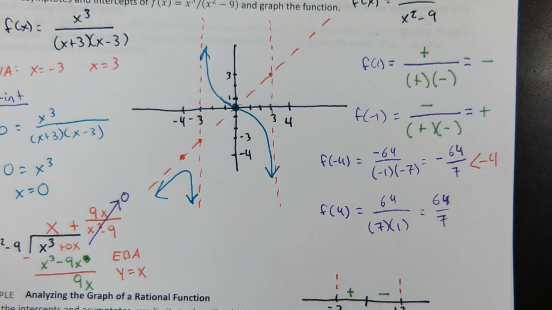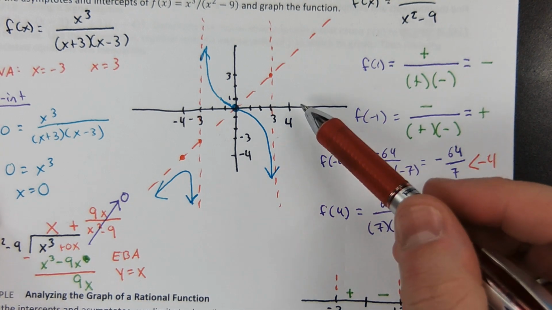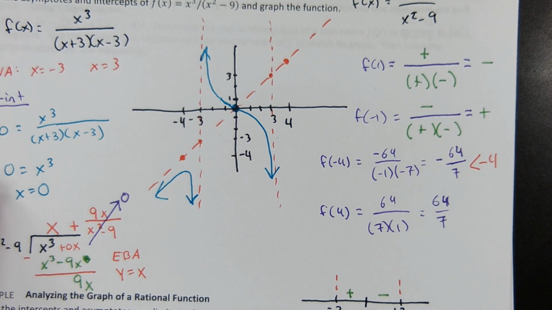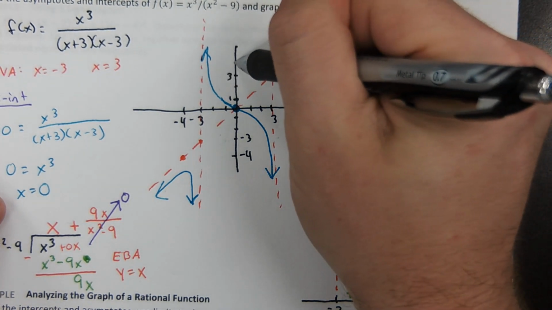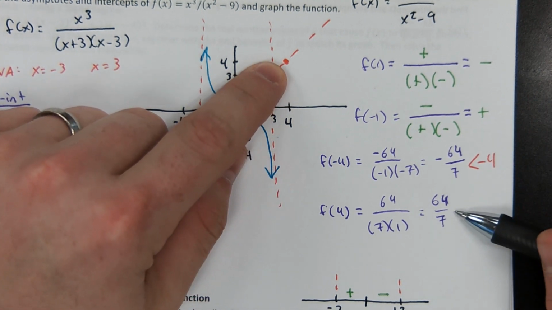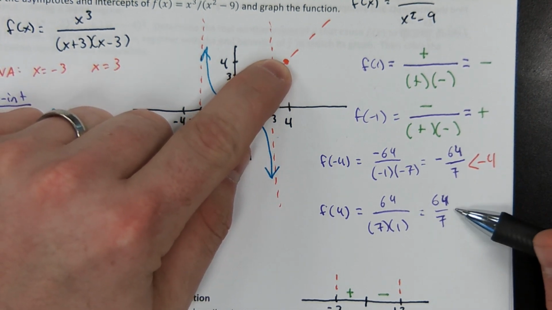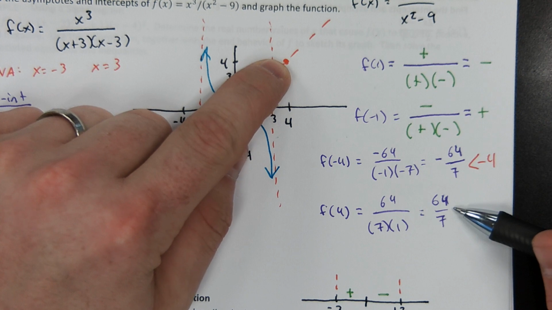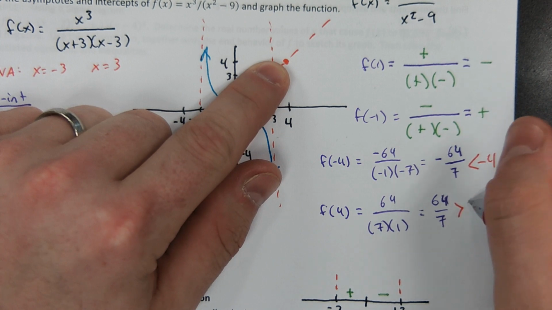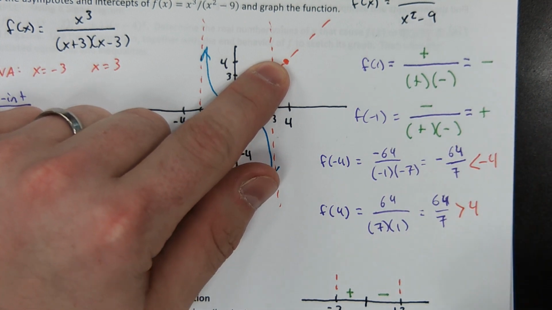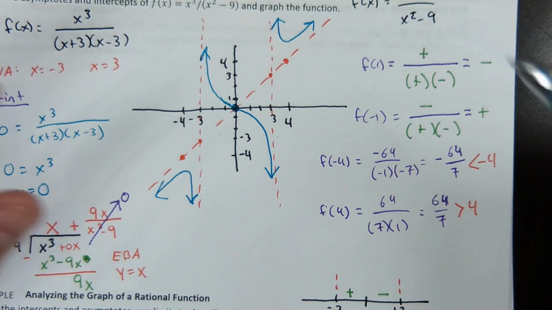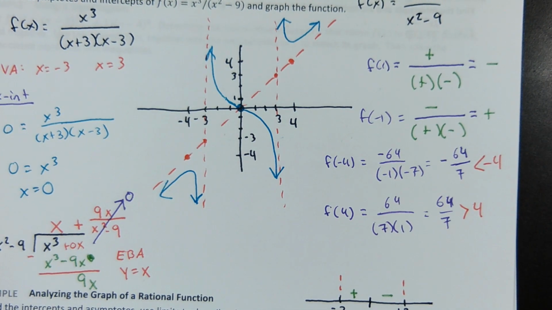Once again, over here at x equals positive 4, what is the y value associated with that number? Positive 4. We now look at this y value. Is it bigger than 4 or less than 4? Bigger than 4, which means it's above this red dot, which forces my shape to look like this. That is a sketch of the graph.